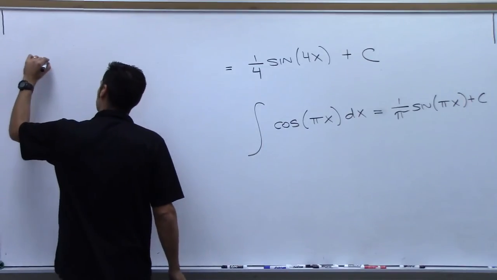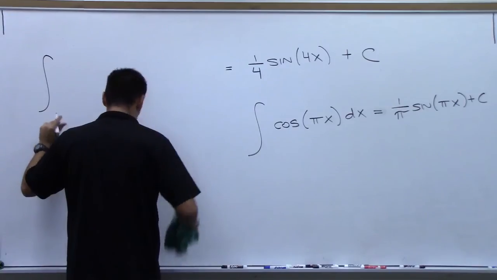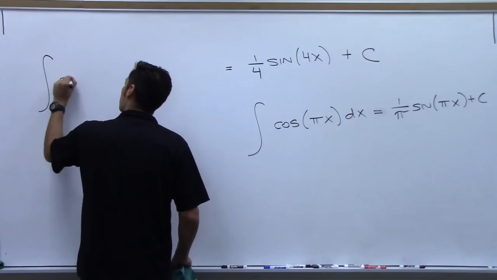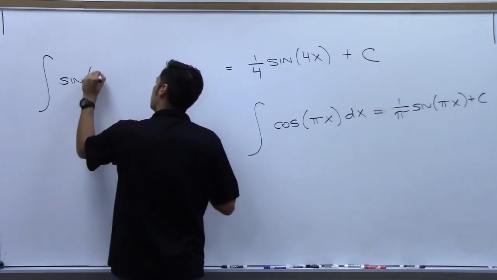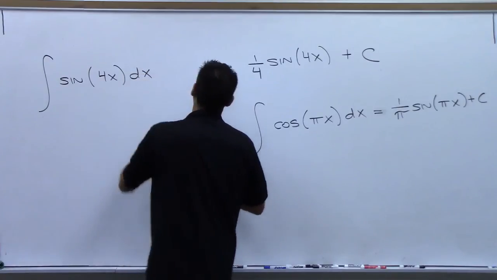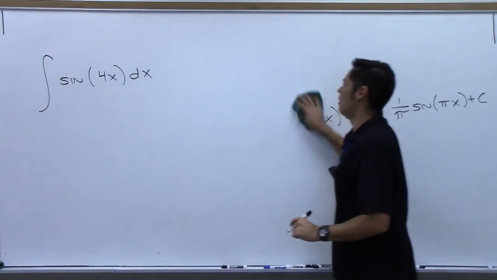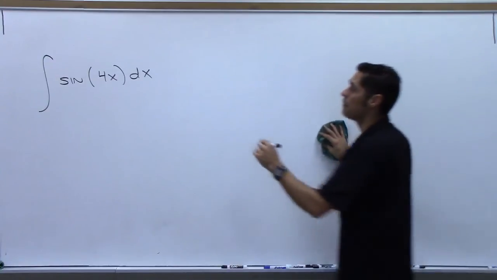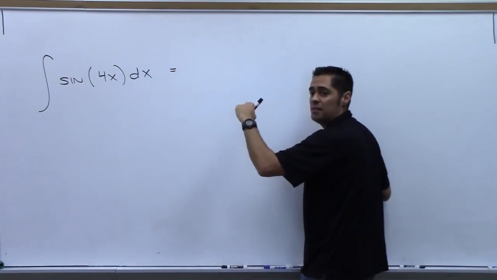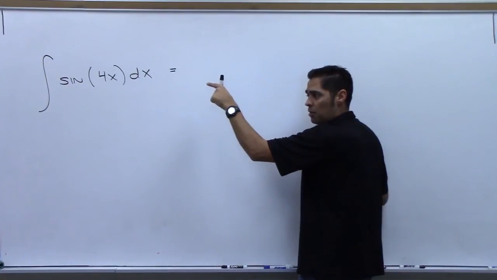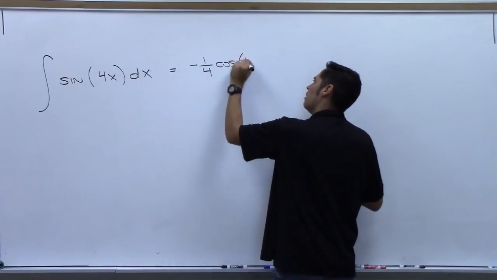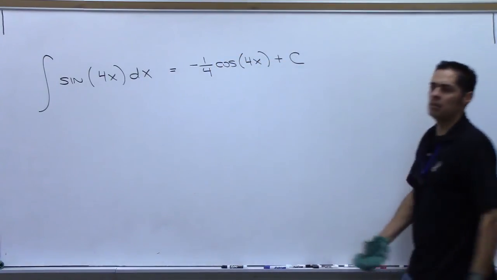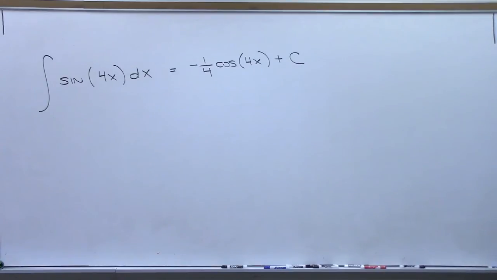How about this one? What's that? You know the antiderivative of sine is negative cosine, right? But you have to account for the 4. So negative 1/4, good. Negative 1/4 cosine 4x plus c. We're almost getting a general formula here, almost.